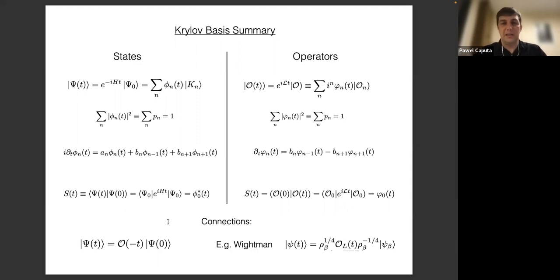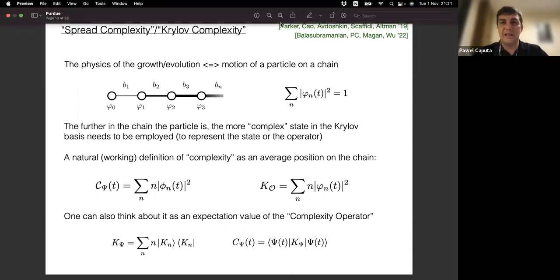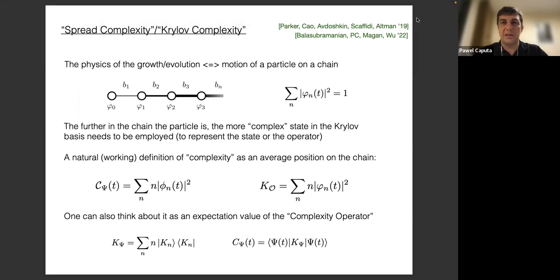Okay, so this was just a technical part on the Krylov basis, and now I can finally go to the definition of complexity. This dates back to the work by Parker and collaborators. They noticed that because the growth or evolution of the state is mapped into this discrete Schrödinger equation that describes the motion of a particle on a chain, it's natural to look at this chain in the following way, where the nodes of the chain are labeled by the amplitudes phi 0, phi 1, phi 2, and so on, and the transition amplitudes between them are given by the Lanczos coefficients b1, b2, b3, b4.